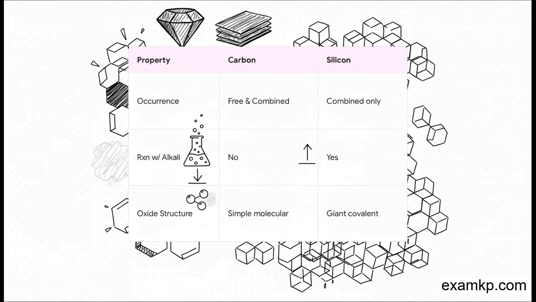Okay, everybody, eyes here. This slide is pure gold for your theory paper. It's a classic WAEC comparison. The main differences you have to remember are these. Carbon can be found free, all by itself, as diamond or graphite, but silicon is always combined with something else. Carbon doesn't react with alkalis, but we just learned that silicon does. And maybe the most important one, carbon's oxide, CO2, is a gas with simple molecules, while silicon's oxide, SiO2, is a solid with that powerful giant covalent structure.